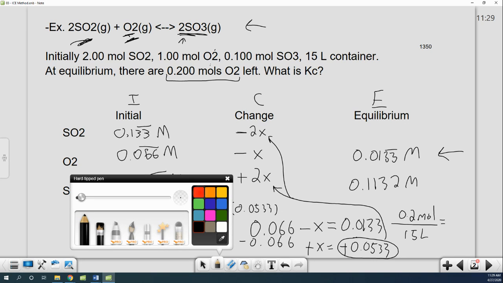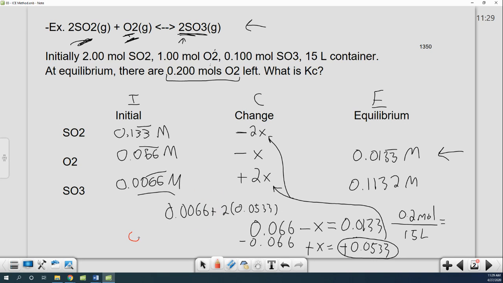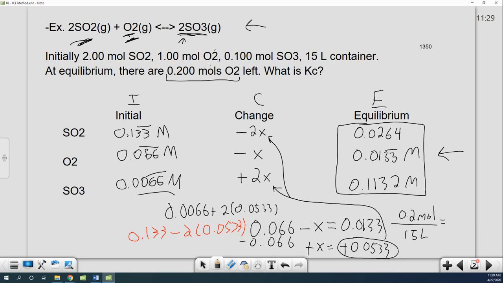And I can do the same with my sulfur dioxide. I'll do it in a different color so it stands out a little bit here. Let's do it in red. I take 0.133 minus 2 times 0.0533. Sorry, I had to write with my left hand. It's on the far side of my screen there. 0.133 minus 2 times 0.0533. All right, so this one at equilibrium, I'll go back to black so this chart looks nice and even, is 0.0264.